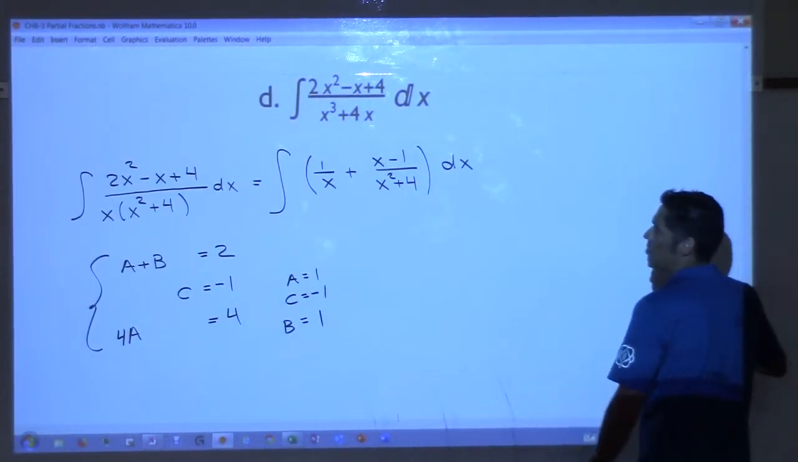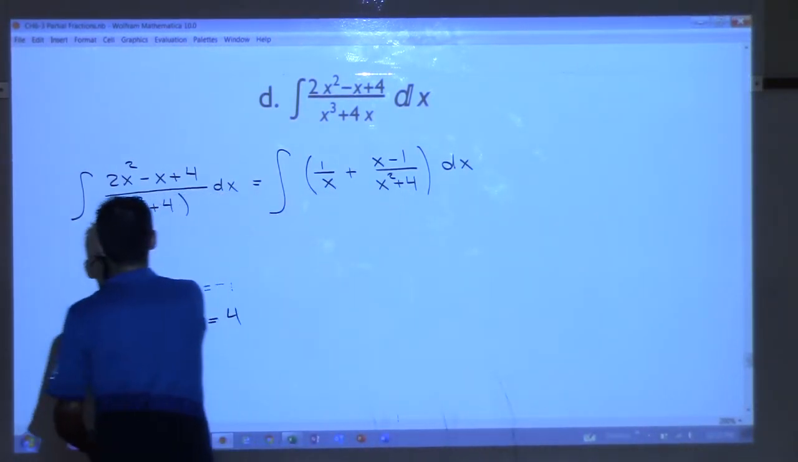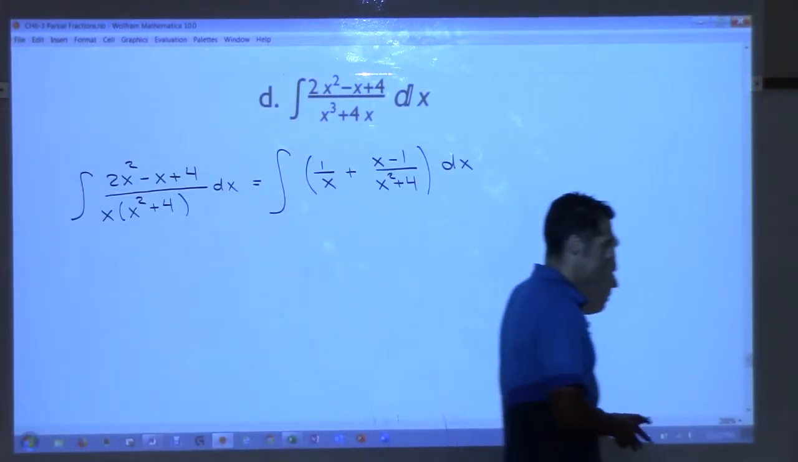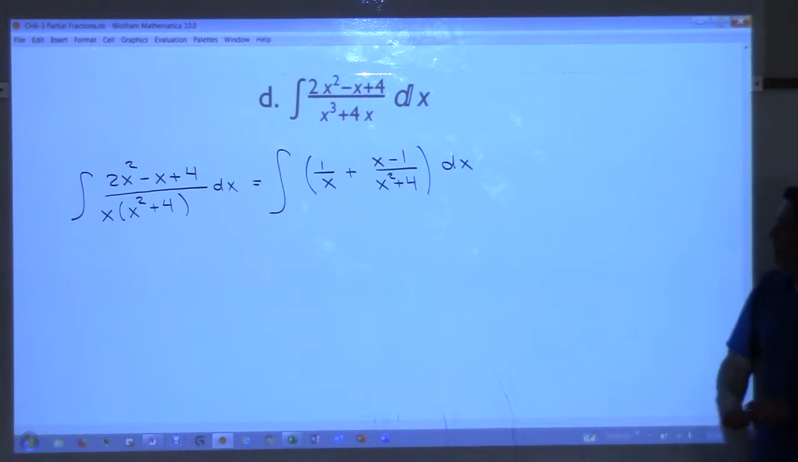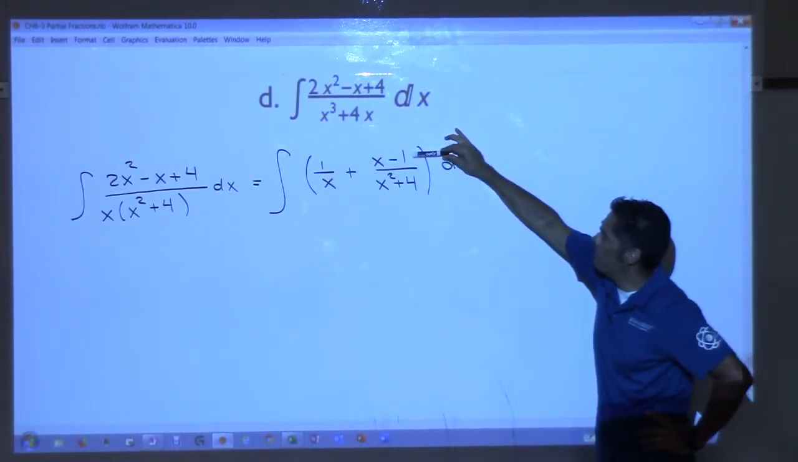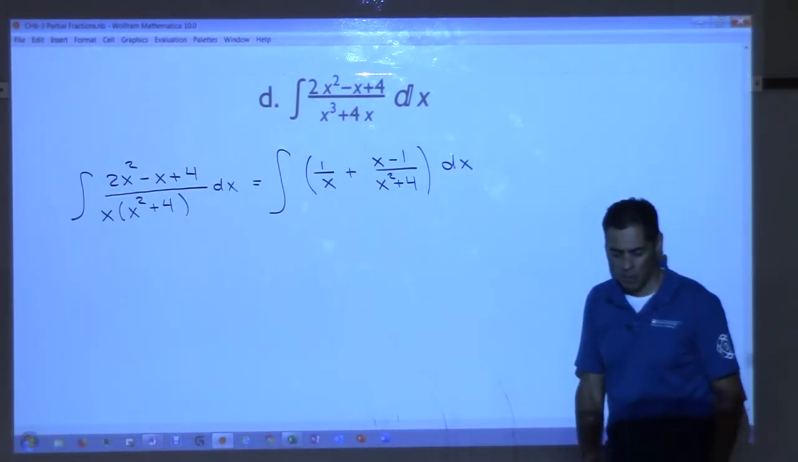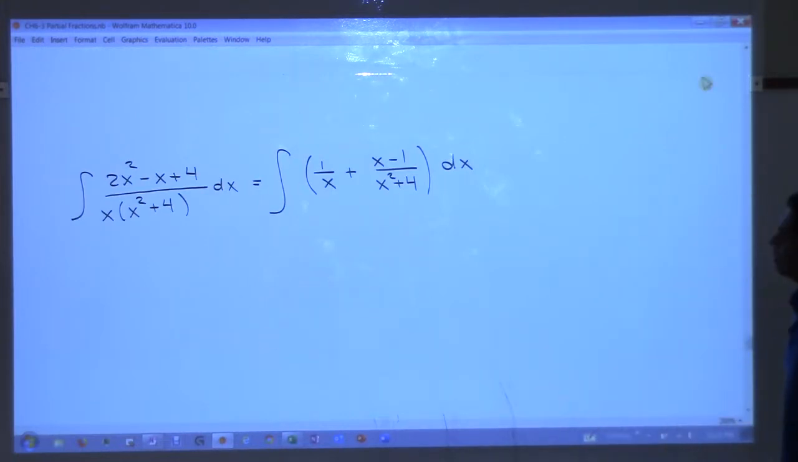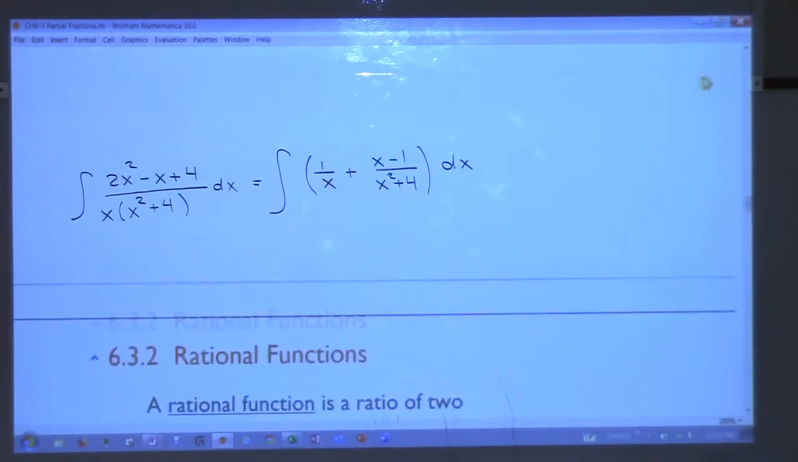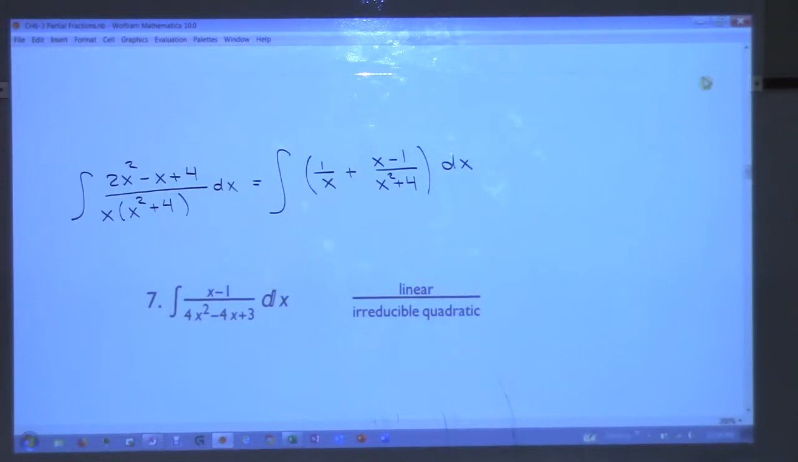Are you happy to see the first part? Okay. So that's going to be natural log. Now what about the second piece of this integral? What do we have here? Linear over irreducible quadratic, right? Well, we did a few of those, didn't we?